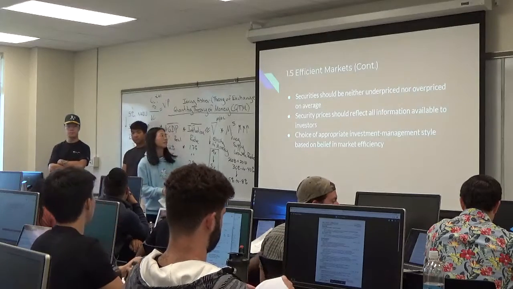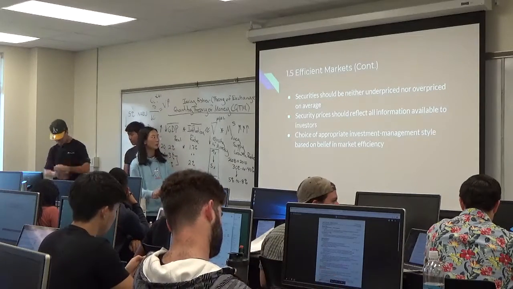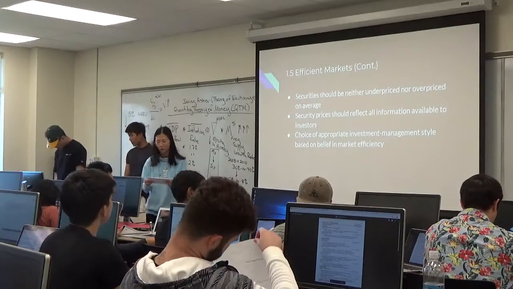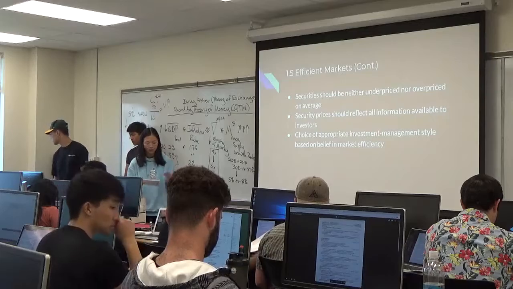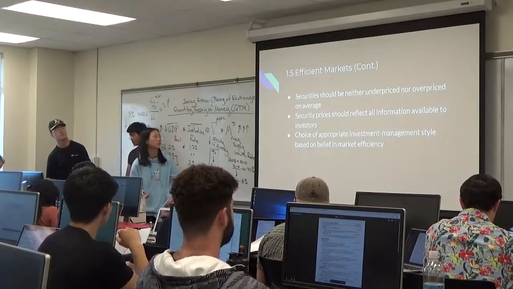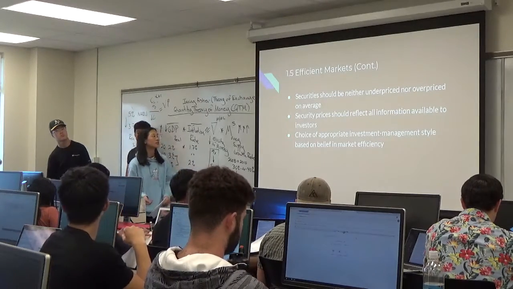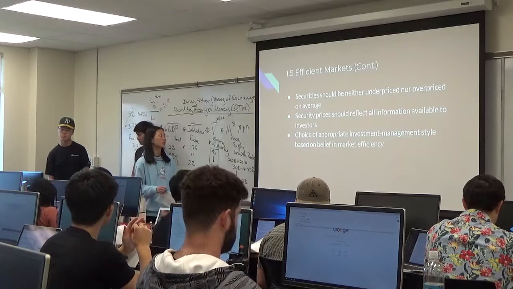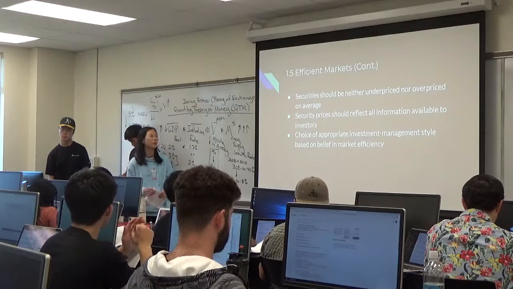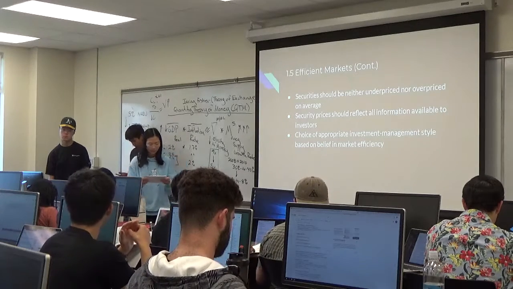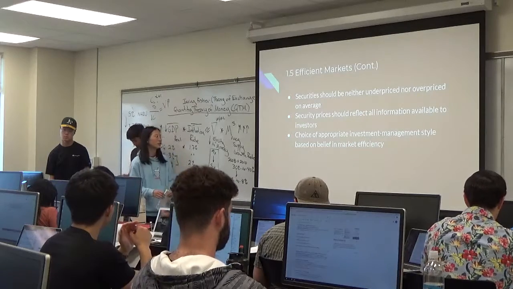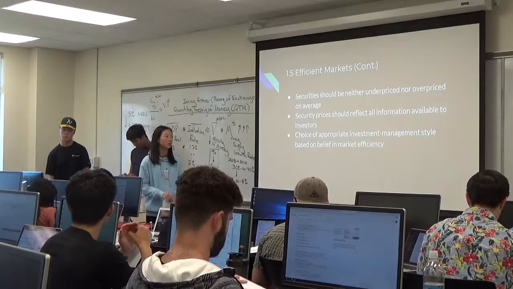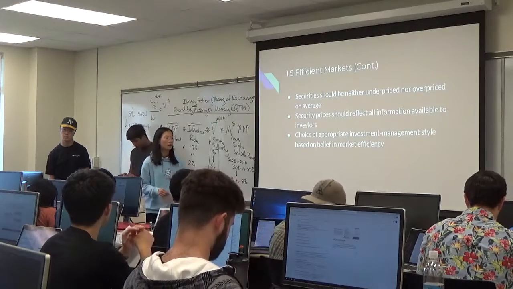The second one is the efficient market hypothesis. This hypothesis states the financial market processes all available information about a security quickly and efficiently. So a security should be neither underpriced nor overpriced on average, and the security price should reflect all information available to the investor. And the choice of appropriate investment management style is based on belief in market efficiency.